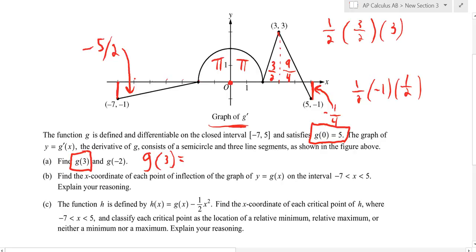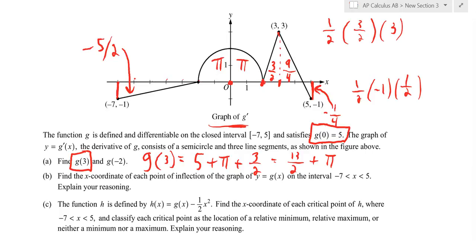By the time I get to 2, how much has G gone up? Pi. But it was 5. So now it's going to be 5 plus pi. That make sense? So G of 3 has to be 5 plus pi plus 3 halves. And that gets me to 3. Cool? And you just got to put that together. And that is 13 halves plus pi. That's G of 3. Everybody okay?